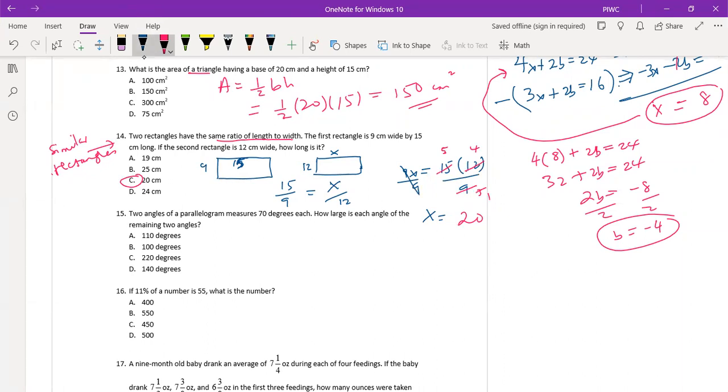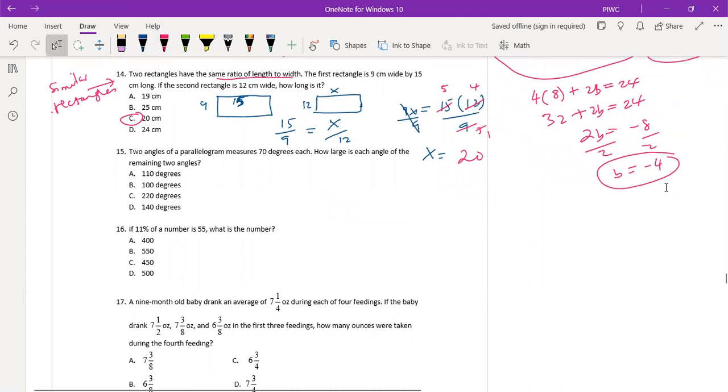Okay. So remember, similar rectangles, similar triangles, you compare the ratio of the length to the width. They should be the same for both. You can set a proportion.